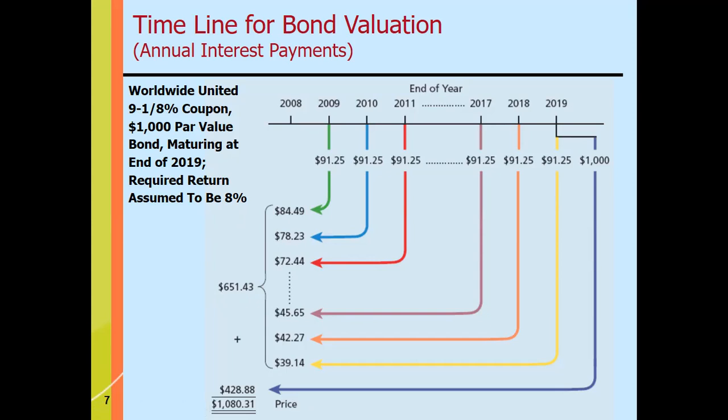So 1 plus 0.08 or 8% to the power of negative number of n periods. And then it was not stated what was the beginning of the contract, so we just have to refer to the table of 2008 as beginning, and then n is 2019, so we have 11 years. So 1 plus 0.08 or 1.08 to the power of negative 11, and we get 428.88. So that's the present value of the principal.